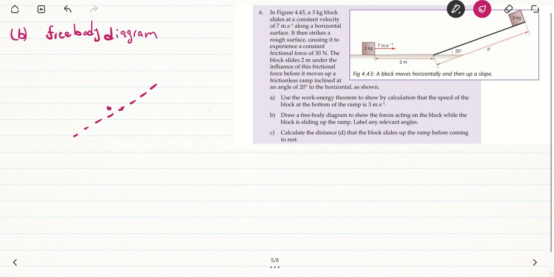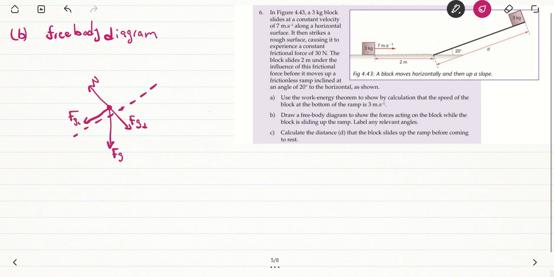And I put a dot here to represent the block as a single point mass. And of course we have the force of gravity acting directly downwards, and we have the normal force, all this perpendicular to the surface. We also have the perpendicular component of the force of gravity. We also have the parallel component of the force of gravity here.